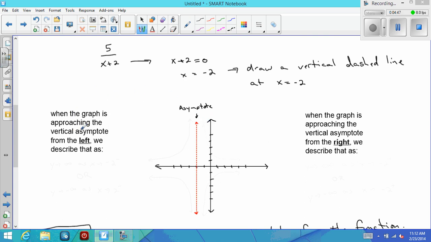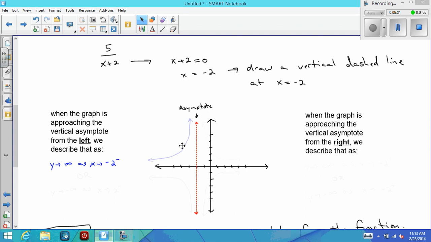Now, a couple things are going to be important when you actually do the graphing, and it's a good thing to show you now because we're talking about the asymptote. When the graph is approaching the vertical asymptote from the left, we describe that in two different ways. The first is y is approaching infinity as x is approaching -2, and this little negative up there is saying that we are approaching from the left. We put a negative to show that it's from the left because on the left side of things we are going towards negative numbers.